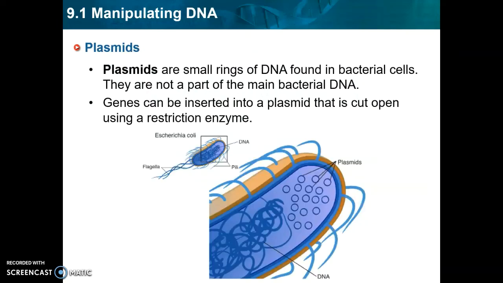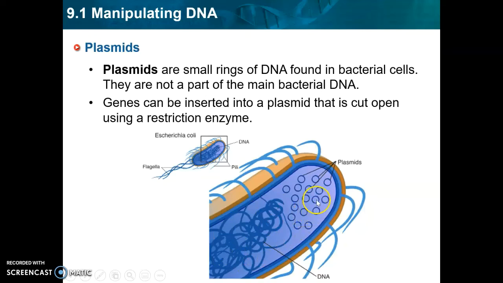The final tool that we're going to talk about today in this presentation is plasmids. Again, this isn't an actual physical piece of equipment, but it's a molecule found inside of a cell. A plasmid is a small ring of DNA that's found in bacteria. It's not a part of the main bacterial DNA. In this bacterial cell, you see all of this jumbled DNA here. Remember, it's not in a nucleus because this is a prokaryote, but this is the main bacterial chromosome. It's one big tangled loop of DNA. This is the information that that cell needs in order to survive.